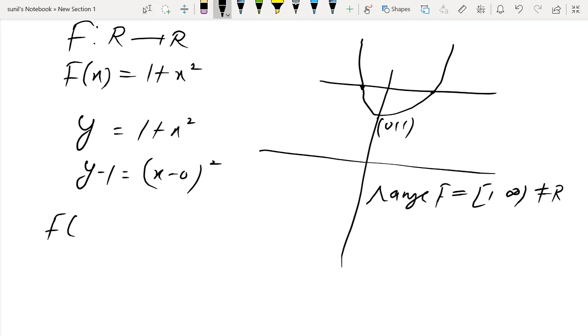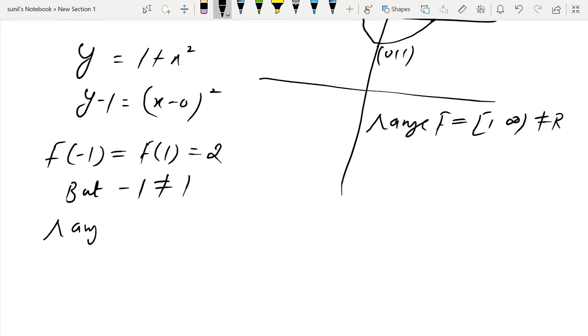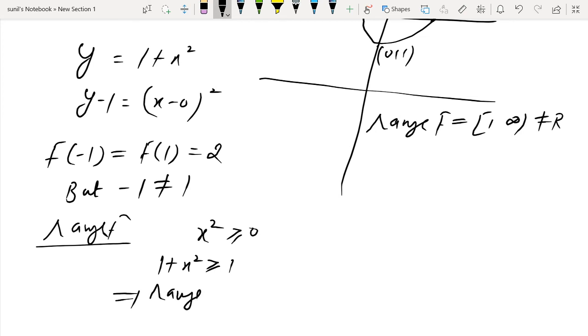You can see that f at minus 1 and f at 1 are both equal to 2, but minus 1 is not equal to 1. Now for range of f, what you are going to do algebraically, x square is greater than or equal to 0. Now adding 1 both sides. So clearly my range of f is 1 to infinity, which is not equal to R. So therefore f is not onto.